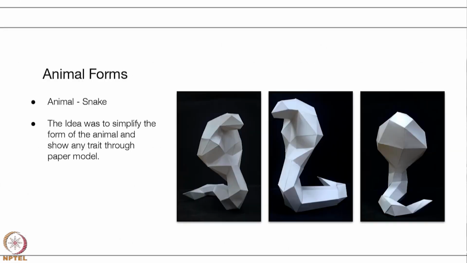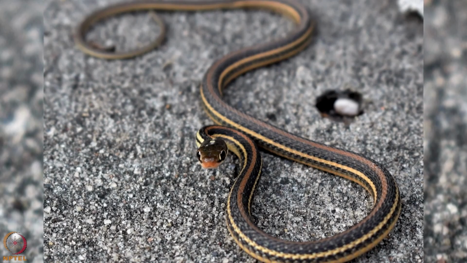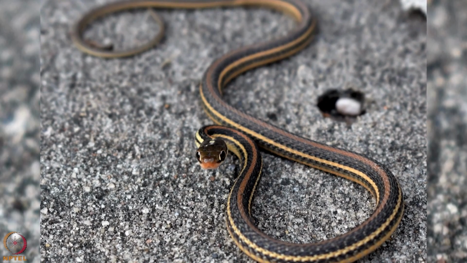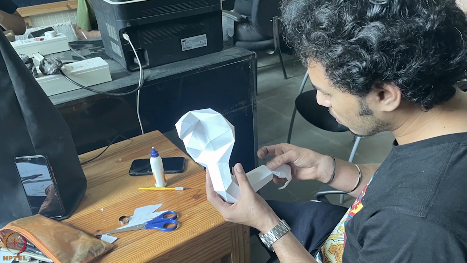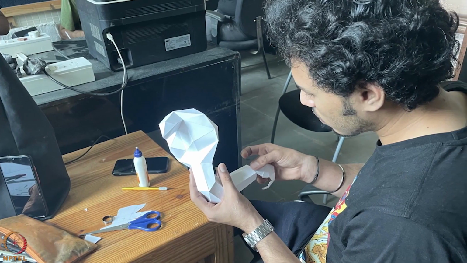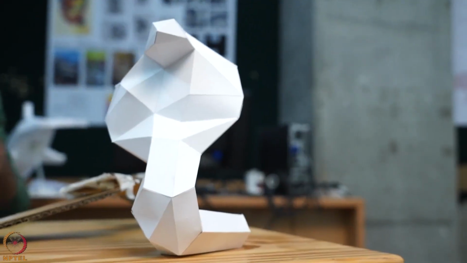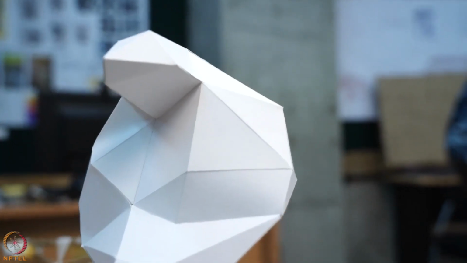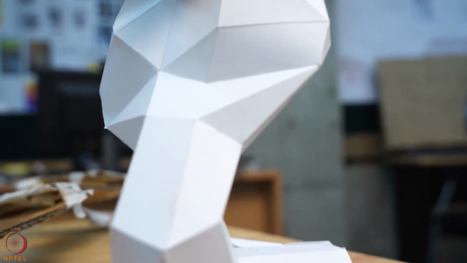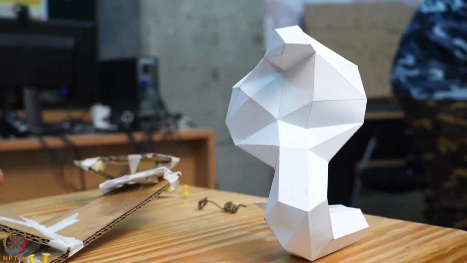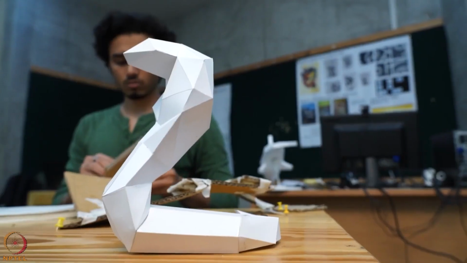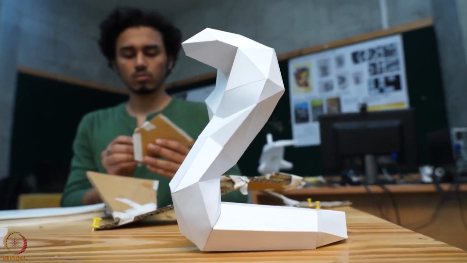Then comes animal forms. Here I chose the animal snake, which had two properties, in my opinion: the ferociousness of that animal and the slithering movement of that animal. So what I took was ferociousness, and I made this paper model. Here, the hood of the snake literally depicts the ferociousness. Compared to its body, the hood is very big, and this is not normal in a snake. So this is what was highlighted in this form.